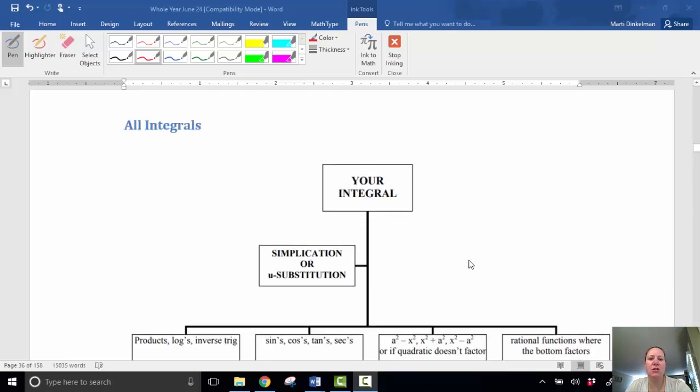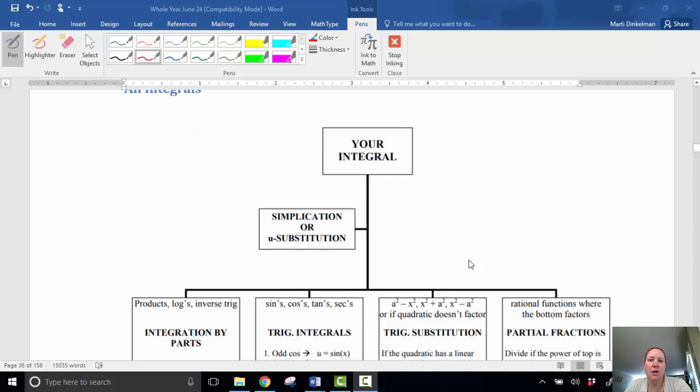Please don't be afraid to make a decision and then get into some complication and just stop and try something else, because that's what we do as mathematicians: we try something. If it doesn't work, we have another strategy we can use.